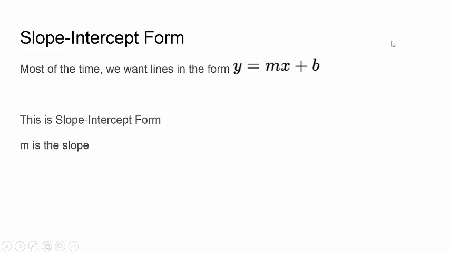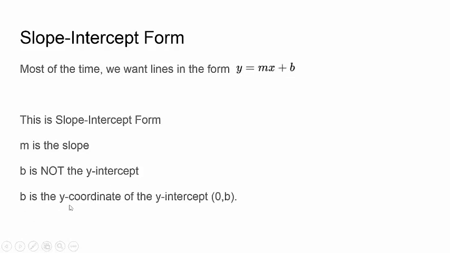B is not the y-intercept. Y-intercepts are points, not numbers. B is just a number. B is 3 or 7 or whatever. B is a number. Intercepts are points. B is the y-coordinate of the y-intercept. The y-intercept is a point, (0, b), whatever number is here. And m is the slope.